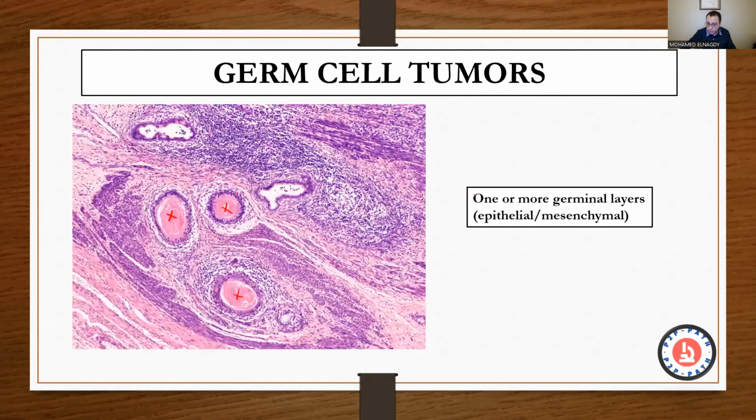Teratoma has components of one or more of the germinal layers, epithelial and mesenchymal. You might have some epithelial components, like these stratified squamous lined cysts with keratin inside, and you might have mesenchymal components, like this cartilage and bone tissue, or even sometimes muscle cells, stromal cells. You have everything there.